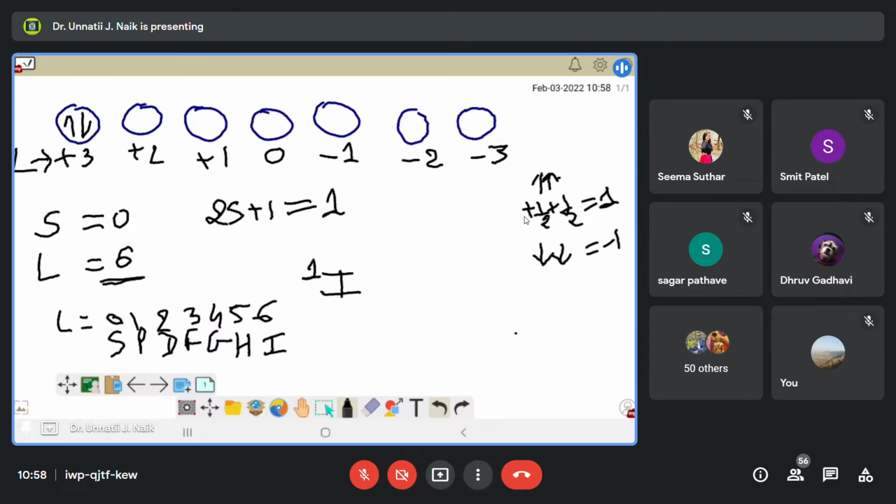Now you only have to remember this thing. Concentrate on the spin, the direction of the spin. So according to it, you will have S value, then you will have 2S plus 1 value, then you will have L value according to these values, and then you will have the exact term symbol.